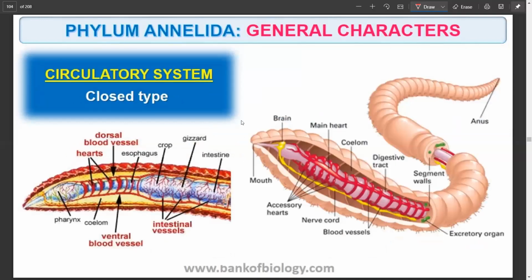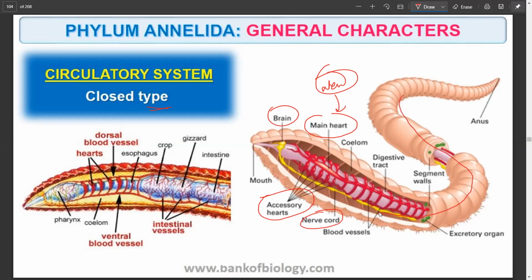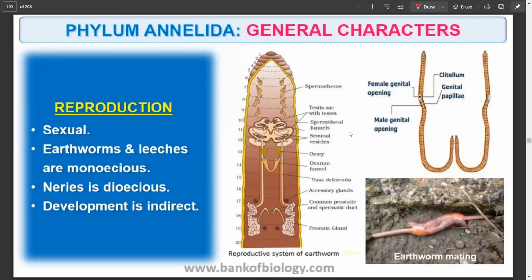Now circulatory system is again closed type. There is a main heart, and there are certain accessory hearts that allow the blood to flow through the entire body of the organism. Now another very important thing that you have to keep in mind, again this is a new feature that you don't see in the previous group. When we talk about the brain, again it's a primitive brain, a group of nerve tissue forming the ganglion, and also there's a nerve cord that runs through the entire body of the organism. So again, this is something that we see new in this particular phylum.